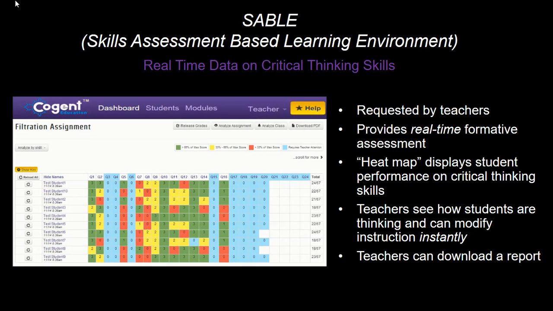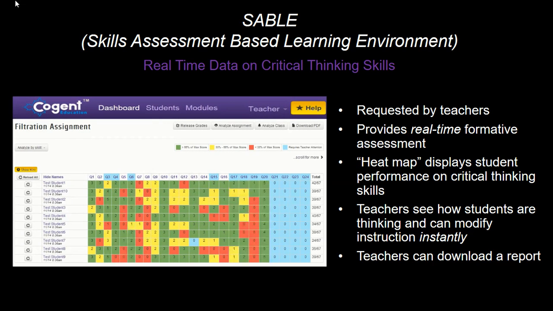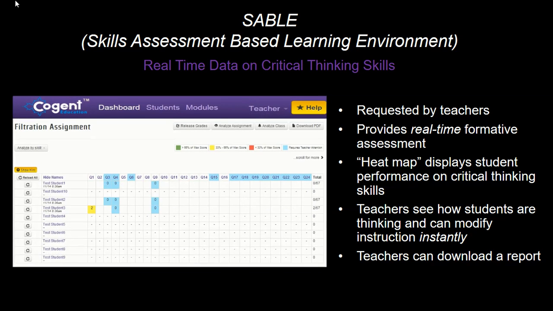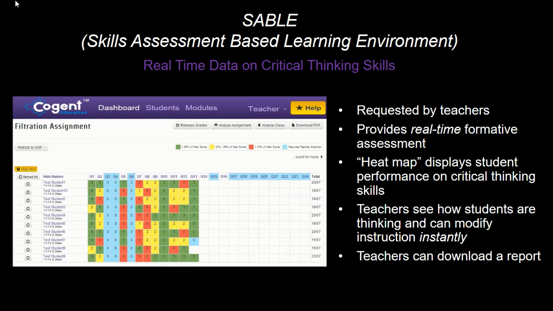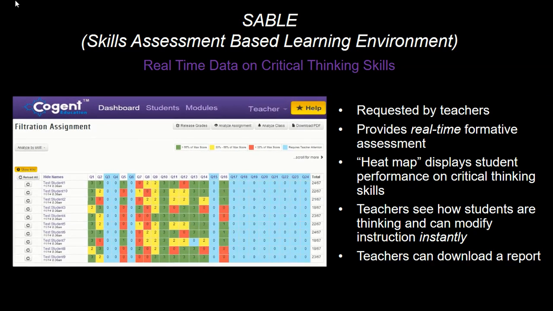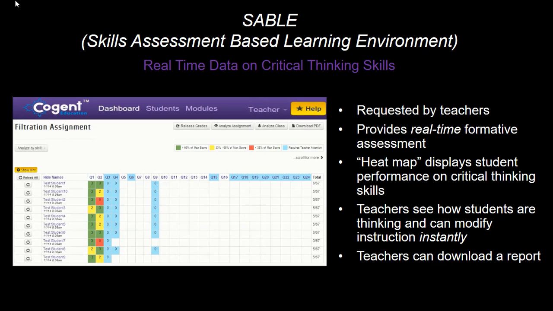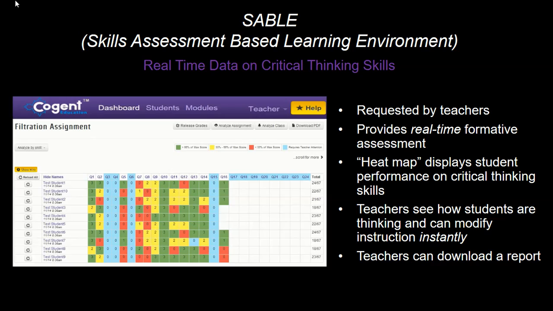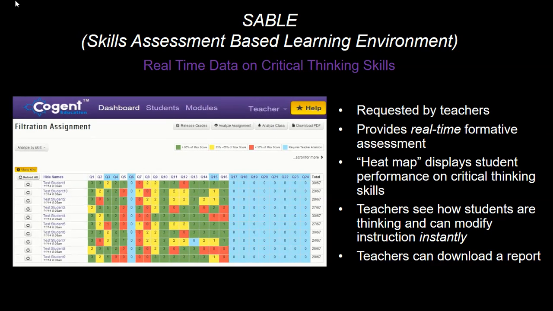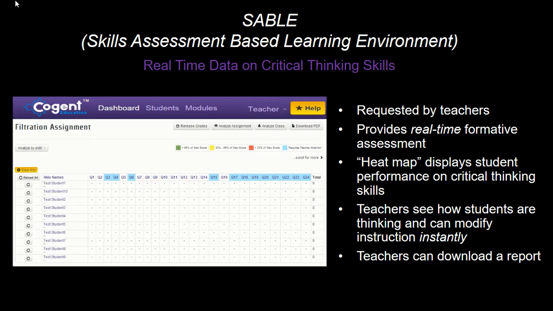This is where you would spend your time as a teacher while students are using the case study. So you would be on your tablet or on your computer, and you would be able to monitor this intermittently to see how your students are progressing and which areas they need your assistance. So this tool is real time. So it's a real-time data and critical thinking skill tool.